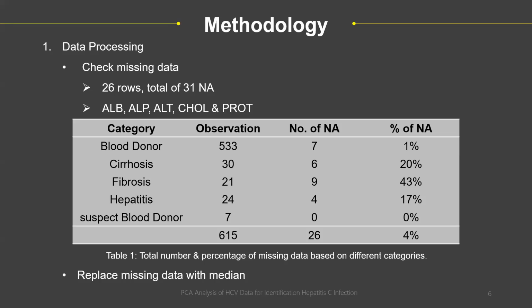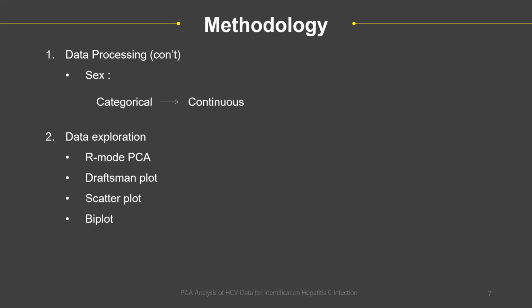By looking at table 1, we can see that there's actually only 4% of missing data in the entire data set. However, the missing data is actually taking up 43% of the categories, and so we decided to replace the missing data with the median. And secondly, for the variable sex, we changed the categorical variable, which is originally M for male and F for female, to a numeric variable of 0 and 1 to perform PCA.